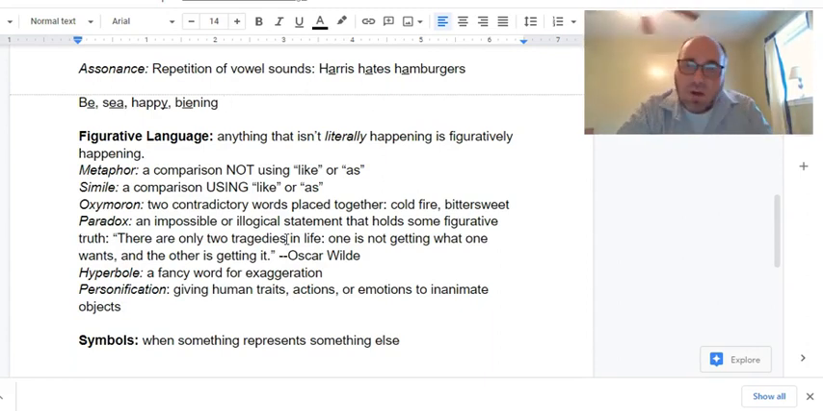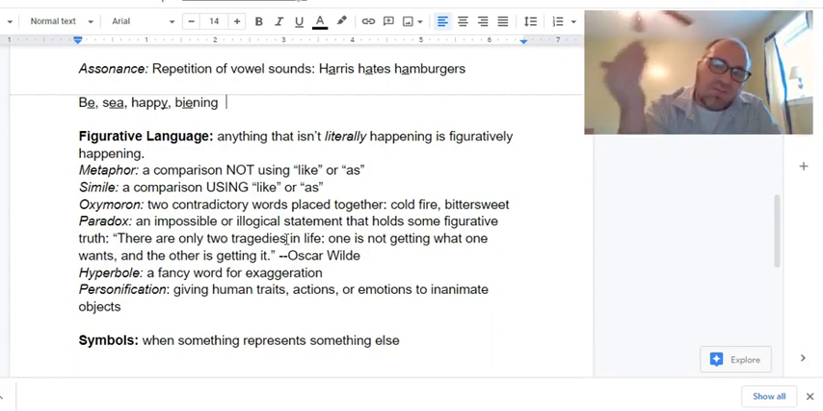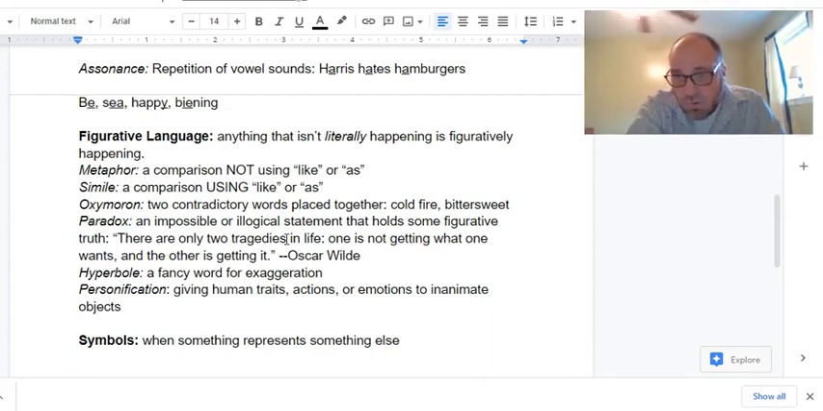Finally, personification. You all know this from forever ago. Remember, it's giving human traits or emotions to inanimate objects. The desks stood at attention. The clock, the second hand, walked its slow rounds. These things are not actually happening. The moon was sad. That's personification.